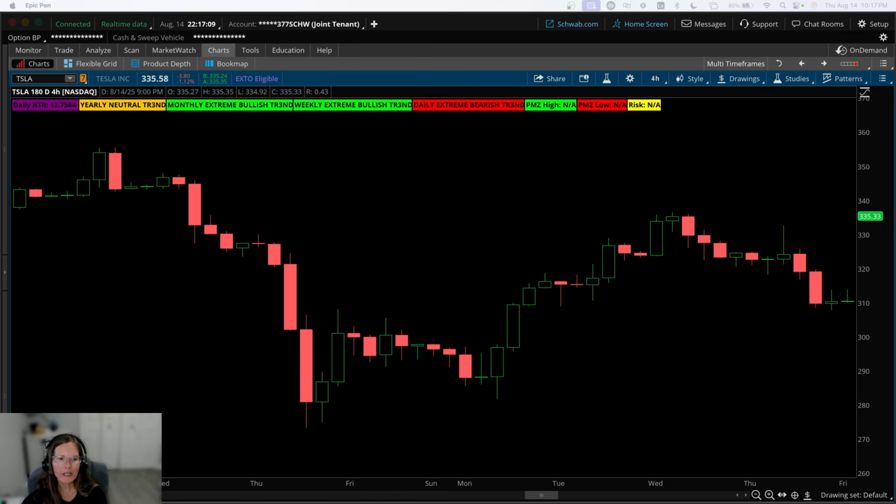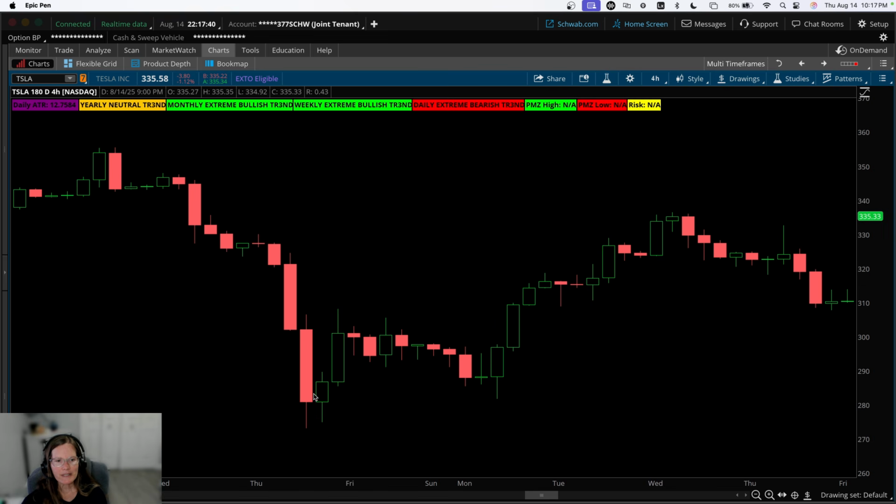So look at the chart that I'm showing here on my screen. This is a chart of Tesla on a 4-hour time frame. I want to identify an inside candle that I used as an entry. This candle right here closed inside the body of the prior candle. That is an inside candle.